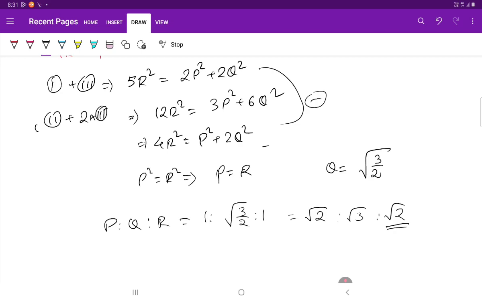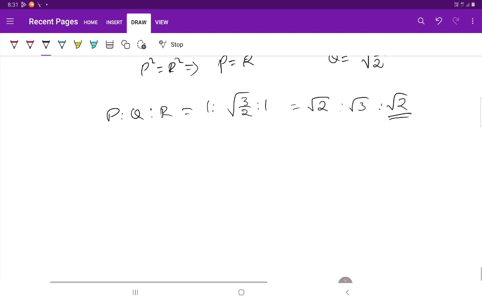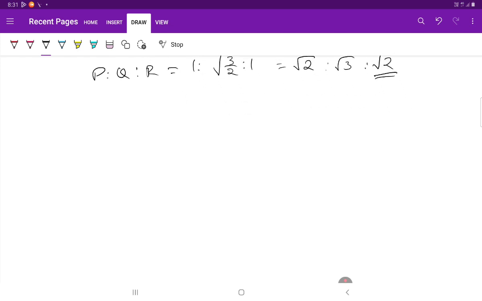To solve more problems, you can follow any other JEE books like Cengage or Arihant, which have plenty of problems. So yeah. And another case I want to discuss with you all is the concept of three vectors.